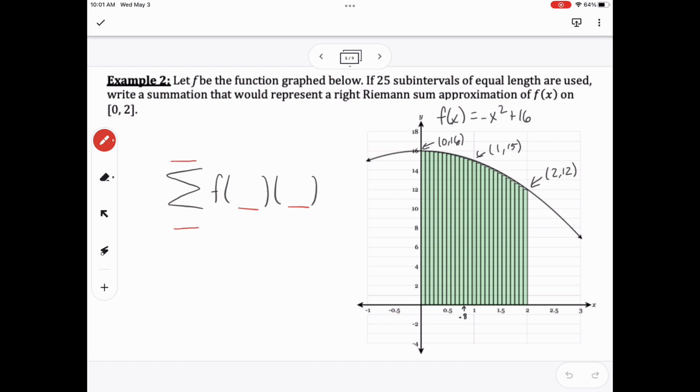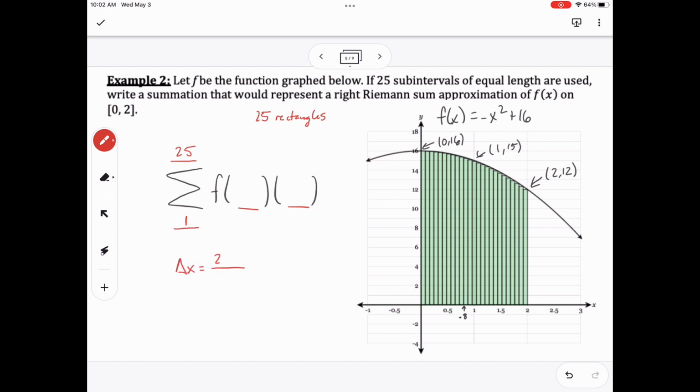So here I have a function that is negative x squared plus 16. I want to divide this up into 25 subintervals of equal length. So I need to decide what my width is based on that number of rectangles, and then from the interval of 0 to 2. So I'm going to start with the first rectangle.